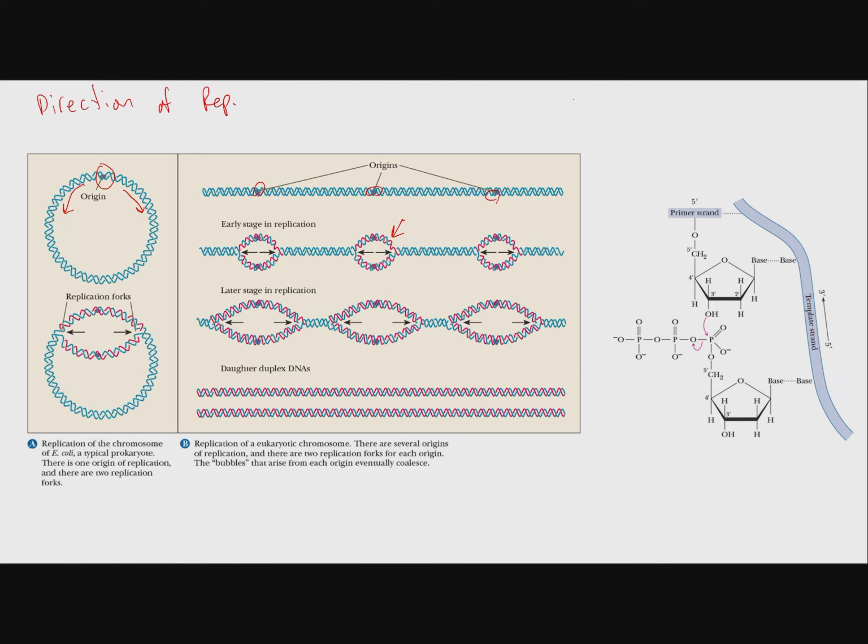Now they call these theta structures. I believe this is theta. It's been a long time since I've used a lot of my Greek letters, so forgive me. But bubble or eye is what it kind of looks like. You can see that here, right? So this is a newly synthesized DNA between the regions of original DNA, and we see these theta structures. So again, in prokaryotes, one origin of replication, and in eukaryotes, several.